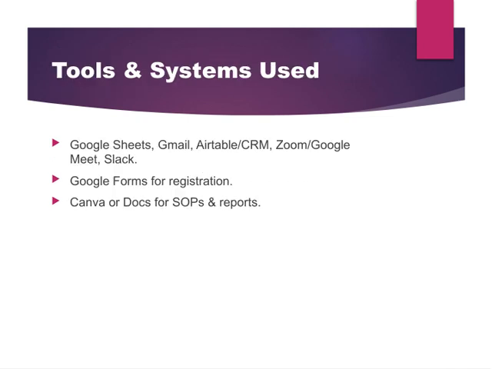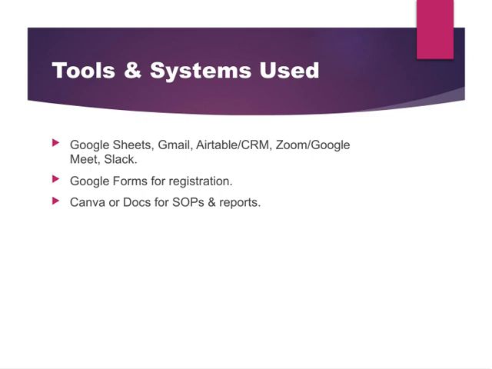Now, let's take a look at the tools and systems we use to keep everything running smoothly. First up, Google Sheets and Gmail are our core for managing data and communication. They're reliable, accessible, and integrated well with other platforms. We also rely on Airtable or our CRM system to organize contacts and track interactions, making sure nothing slips through the cracks. For virtual meetings, Zoom or Google Meet are our go-to options.